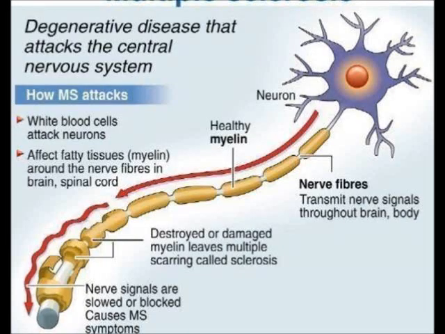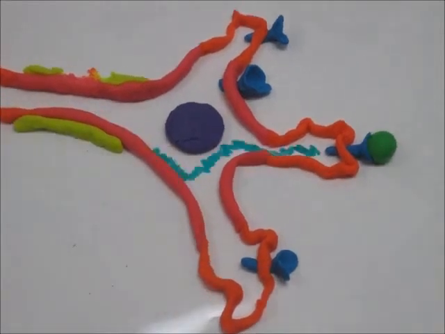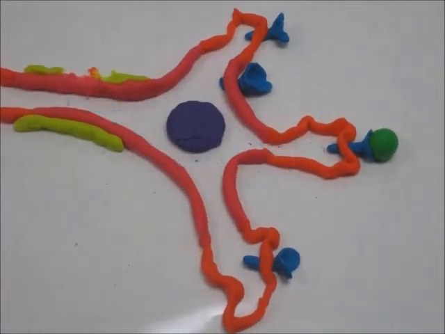When the myelin sheath is destroyed during multiple sclerosis, the axon is unprotected and exposed, which causes nerve signals traveling down the axon to be slowed or even blocked. This slowing down and blockage of the nerve signals cause the symptoms associated with multiple sclerosis.